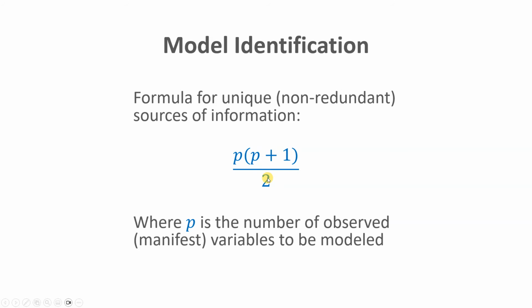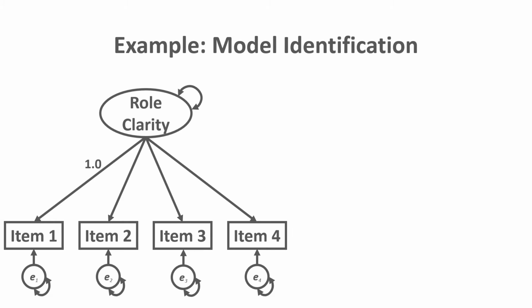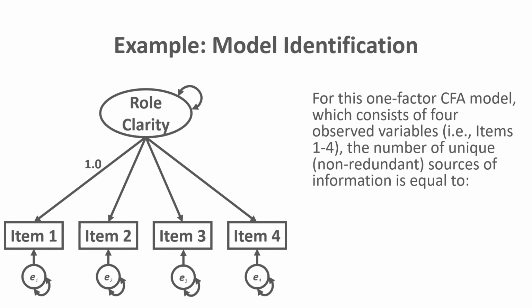So let's work through an example here. Here's that same path diagram that we saw for role clarity earlier, where again we have those 4 items. So for this one-factor CFA model, which consists of these 4 observed variables, which in this case are 4 items from a measure that's part of a survey, the number of unique non-redundant sources of information is going to be equal to 4 plus 1 times 4, which is 20, divided by 2, which gives us 10. So we have 10 unique or non-redundant sources of information.